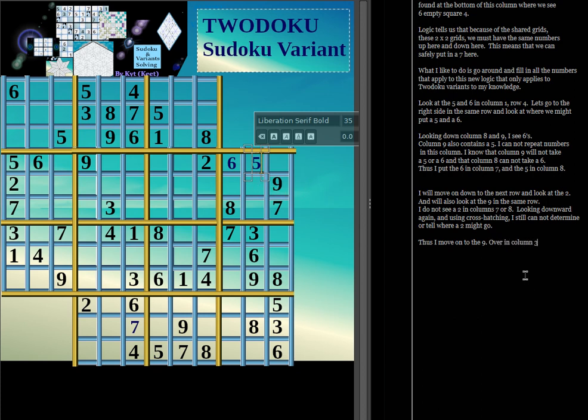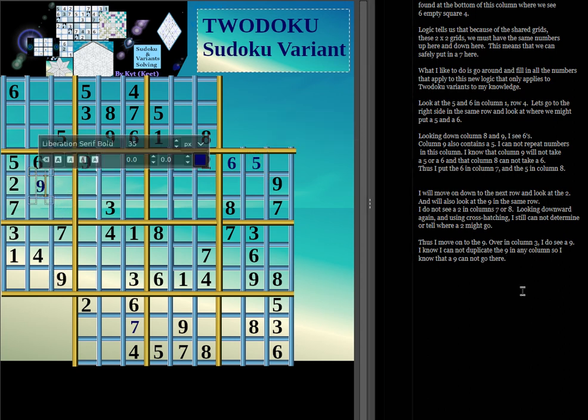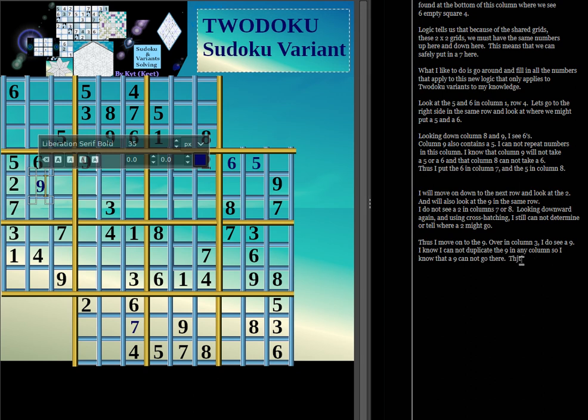Over in column 3, I do see a 9. I know I cannot duplicate the 9 in any column, so I know that a 9 cannot go there. Thus, I will put the 9 in column 2.